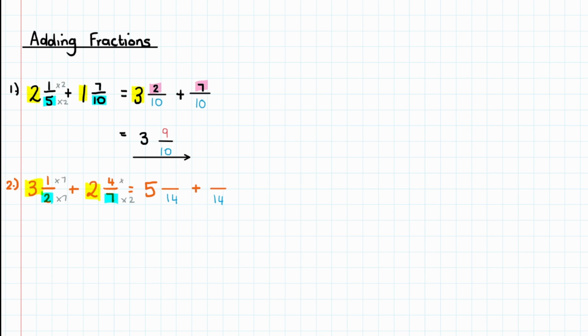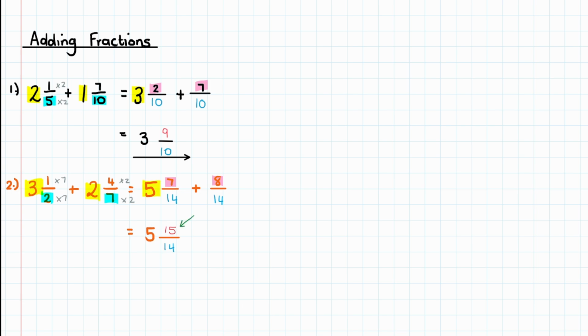But remember, what we do to the bottom, we must do to the top. So 1 times 7 equals 7, and 4 times 2 equals 8. So this leaves me with 5 and 7 over 14 plus 8 over 14. Next, I am only going to add my numerators, and 7 plus 8 is 15. This means that my next step should say 5 and 15 over 14.